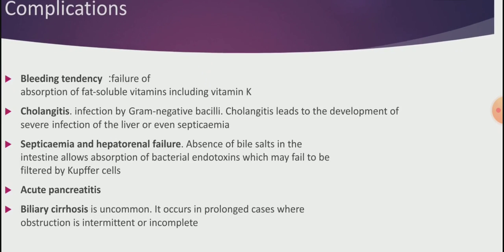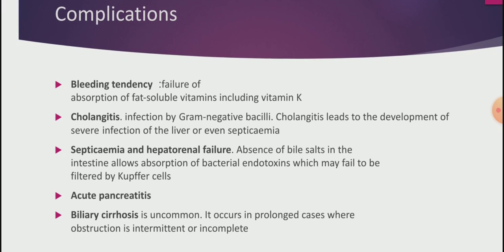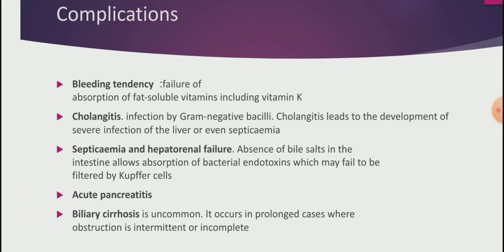Complications of stone in the common bile duct: bleeding tendency because of failure of absorption of fat-soluble vitamins, including vitamin K; cholangitis, especially with gram-negative bacteria, leading to severe infection of the liver or even septicemia or liver abscess; septicemia and hepatorenal failure; acute pancreatitis; and biliary cirrhosis.